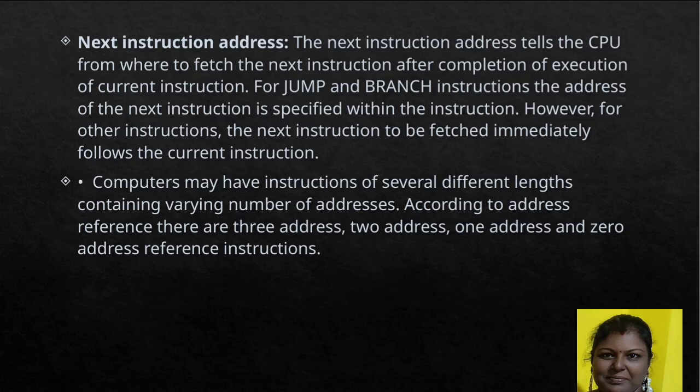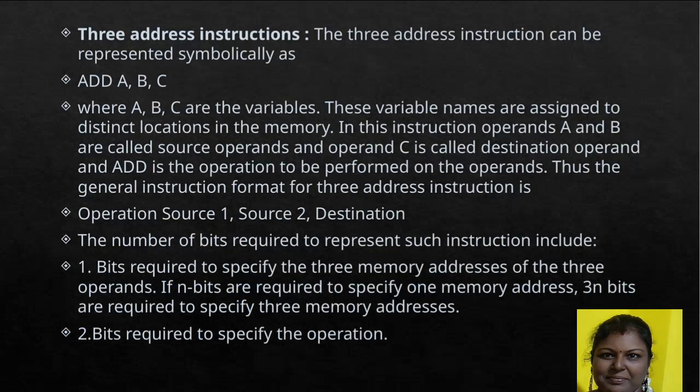Let's talk about 3 address instructions. These instructions involve 3 variables, 2 sources, and 1 destination. For example, in the instruction ADD A, B, C, A and B are the source operands, and C is where the result gets stored. The general format looks like this: operation followed by source 1, source 2, and then the destination. To represent this instruction in memory, we need bits for each of the 3 addresses. That's 3 times the bits needed for one address, plus bits to specify the operation itself.